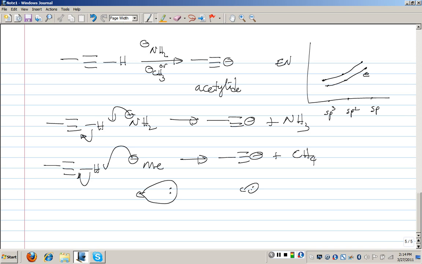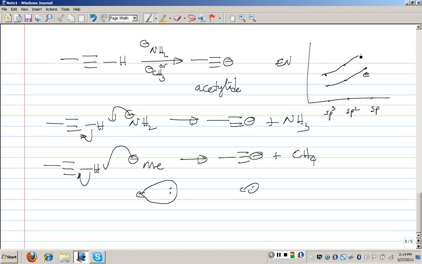But if I look at, oh, well, this is a bit generous in my diagram. Let me just fix that a little bit. All right, so this is sp hybridized nitrogen, sp2 hybridized carbon. Right. So hybridization state for hybridization state, sp hybridized nitrogen is more electronegative than sp3 hybridized carbon. sp2 hybridized nitrogen is more electronegative than sp2 hybridized carbon, and so on.